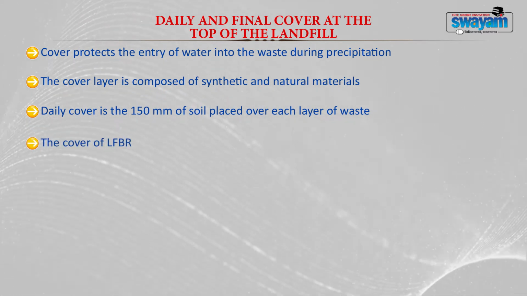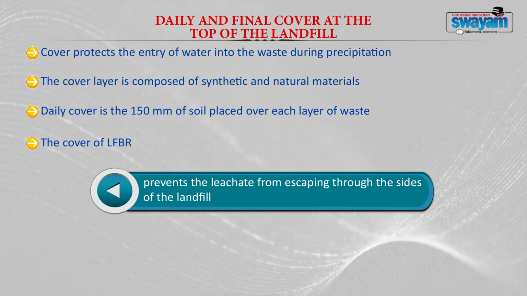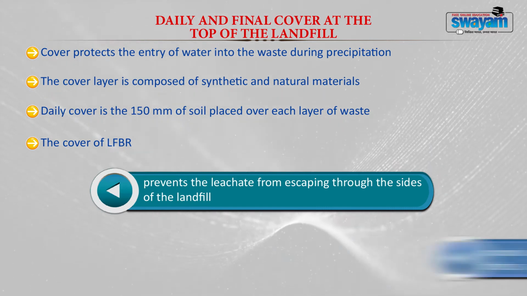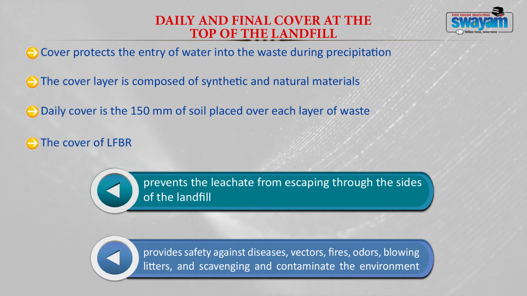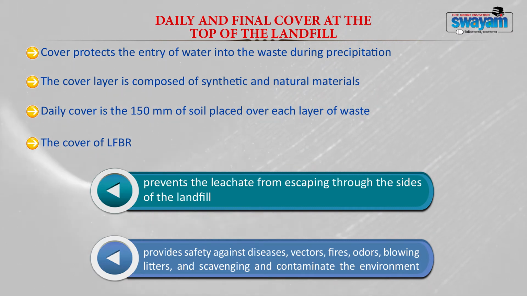Now, the cover generally prevents the leachate from escaping through the sides of the landfill, and hence it provides a lot of safety against certain disease vectors, fire, blowing litter, and scavenging, and it protects the environment also. Now, agricultural waste, sludge, worn out geotextiles and compost can act as alternate covers. When you add materials like agricultural residue or compost, they also get degraded along with the waste material.